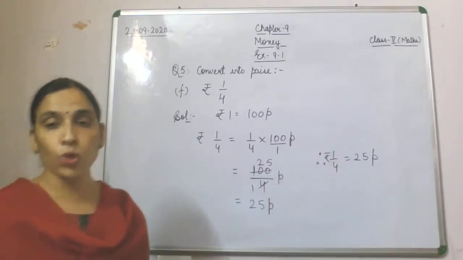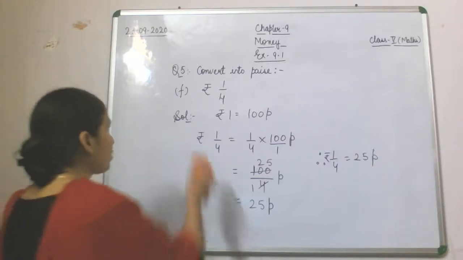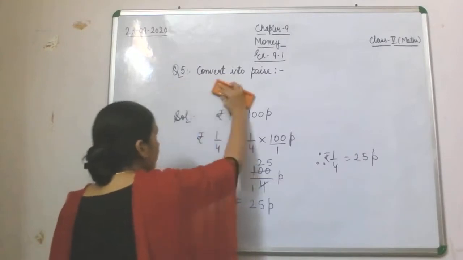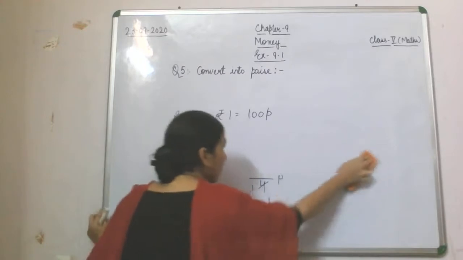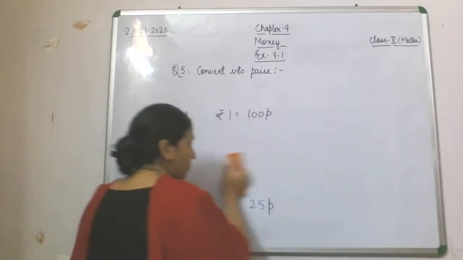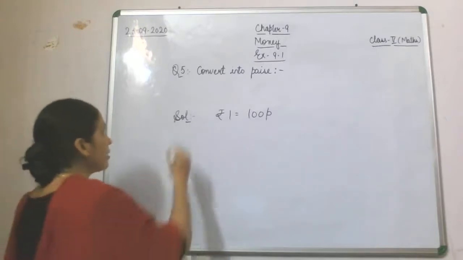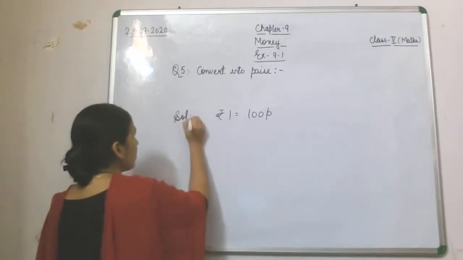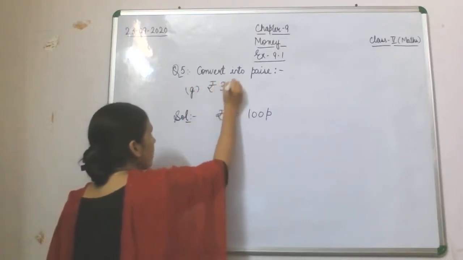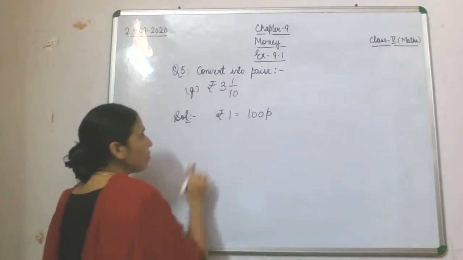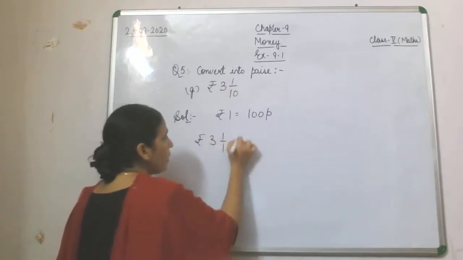Now here in your book you have been given the next question also, which is in mixed fraction. Let's see how you will solve that mixed fraction question. So what is the G part in your book? G part is rupee 3 1 by 10. So now what has happened here? Rupee 3 1 by 10 will be multiplied.